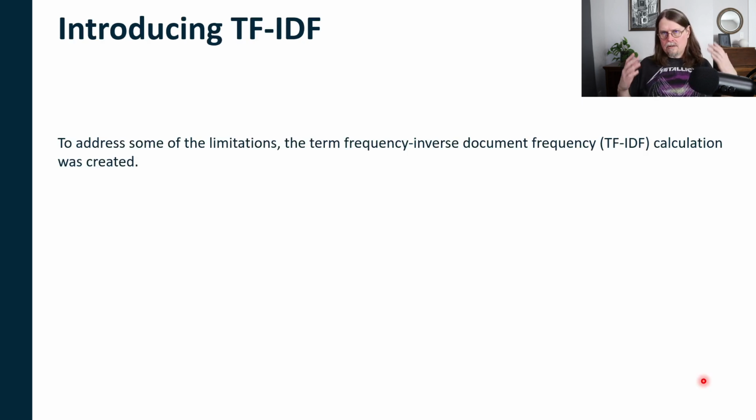So to address some of the limitations that we talked about in the last slide, the term frequency, inverse document frequency, or TF-IDF calculation was created. And TF-IDF is amazing. It's pretty much the de facto standard in text analytics. You almost always use TF-IDF on your data as an experiment to see if it actually improves things. It's just the de facto standard. And it is commonly used across many scenarios related to text analytics. And here are some examples.